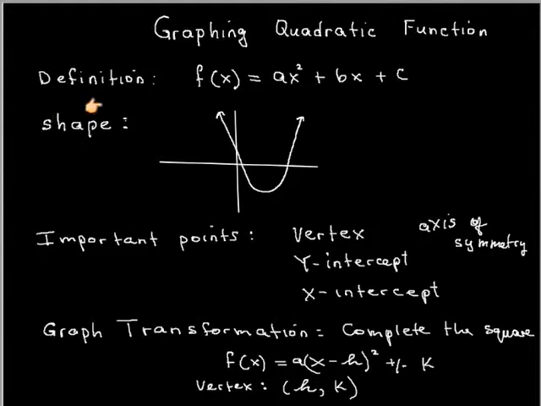First, the definition. A quadratic function has the general form of ax squared plus bx plus c, where a, b, and c are constants. The general shape is parabolic, either facing up or facing down, depending on whether a is positive for facing up or negative for facing down. The vertex can either be a maxima or a minima. If it's facing up, the vertex would be a minima. If a is negative, the function will be facing down and the vertex becomes a maxima.